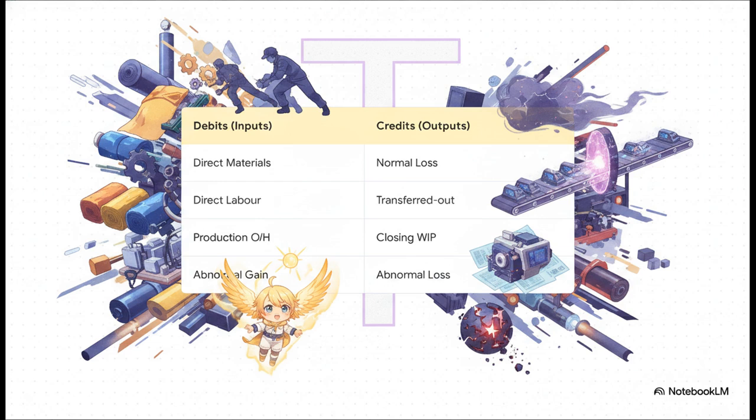That's your left side. Then, on the credit side, the right side, we record all our outputs and the losses. This includes normal loss, completed units transferred out to the next stage, closing work in progress, and abnormal loss. Seriously, burn this structure into your brain.